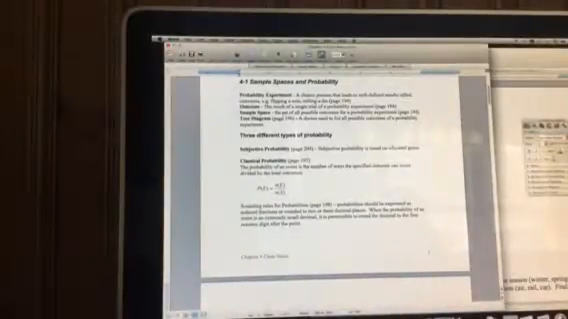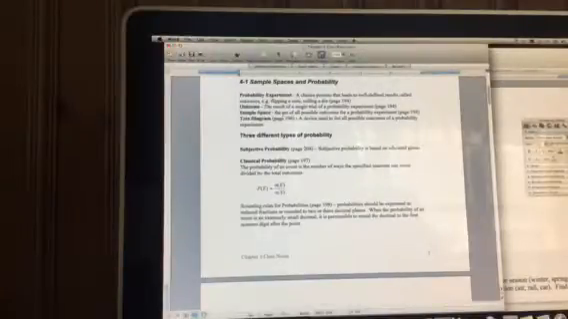This video will cover section 4-1, sample spaces and probability. The first thing we want to cover is the definition of sample space, because this is going to be critical in terms of some things we do later today. So the sample space is the set of all possible outcomes for a probability experiment.